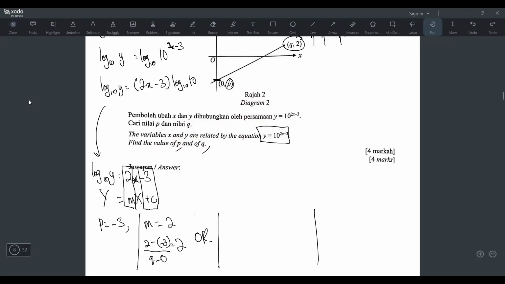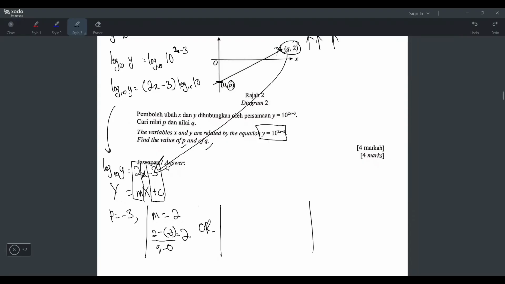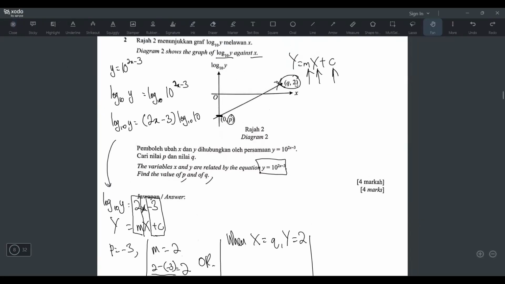You just sub inside. Because the Q2 point actually passes through this line. If the point passes through the line, you can straight away sub inside to find the Q. How you do it is like this: when big X equals Q, big Y equals 2. Because Q is the X coordinate, 2 is the Y coordinate. But why do you have to write big X, big Y? Because the 2 is not Y actually, it's log Y.